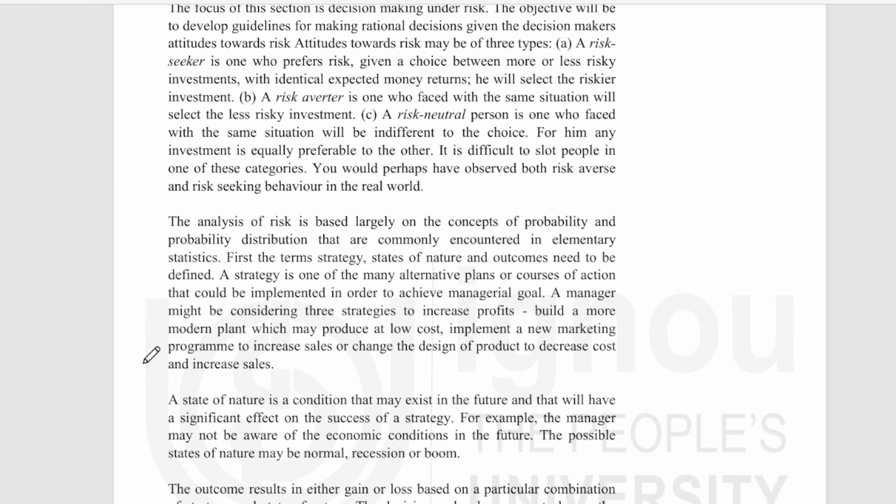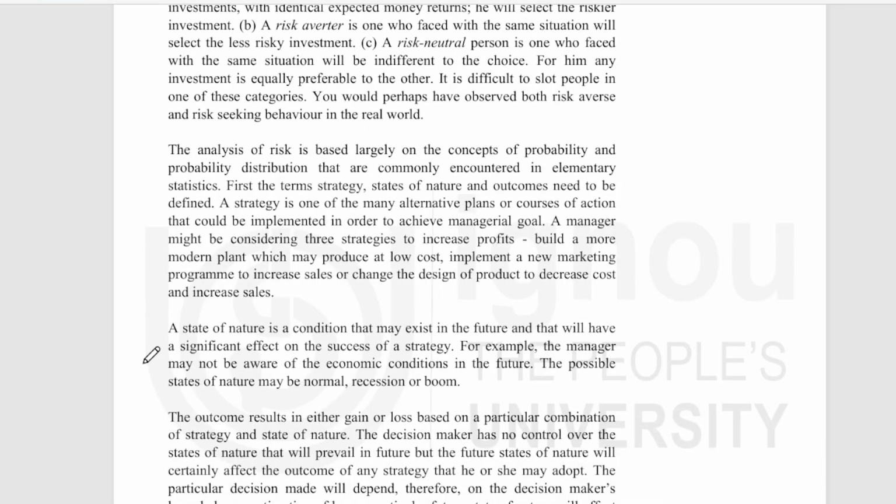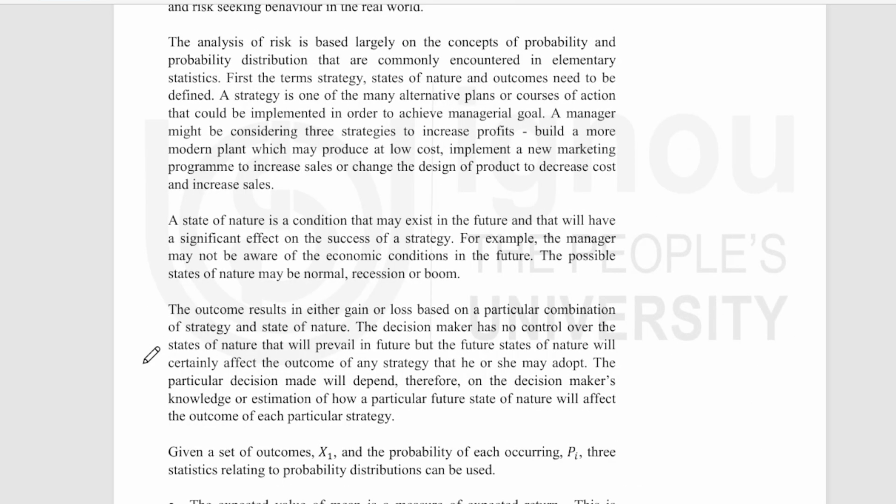And it is difficult to slot people in one of these categories, and you would perhaps have observed both risk averse and risk seeking behavior in the real world. And the analysis of risk is based largely on the concept of probability and probability distribution that are commonly encountered in elementary statistics. First, the terms strategy, states of nature, and outcomes need to be defined.